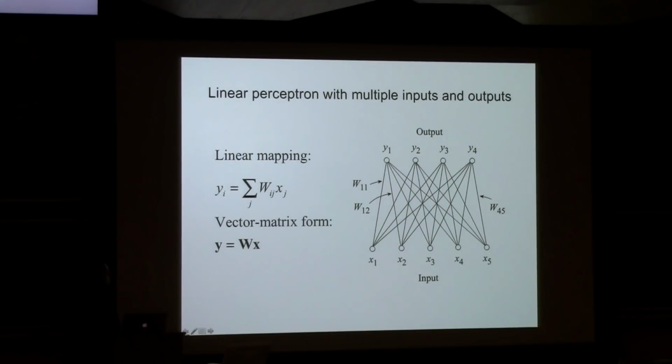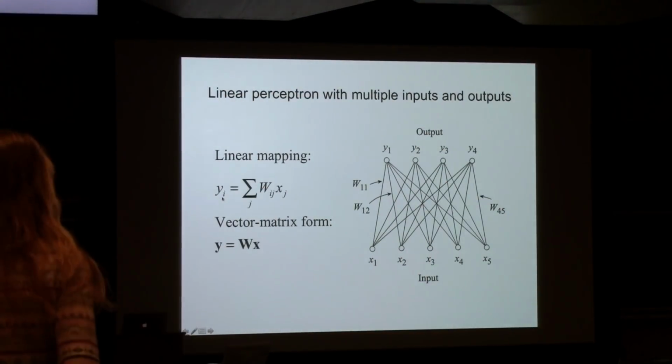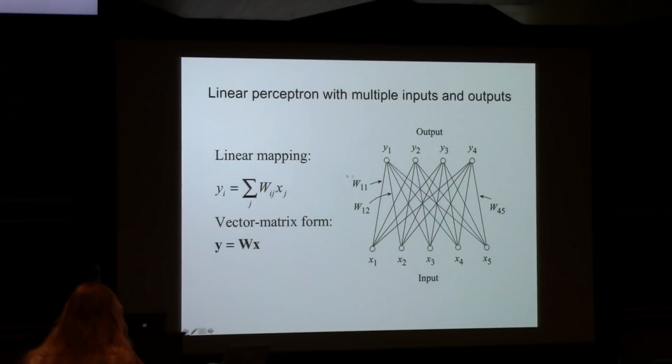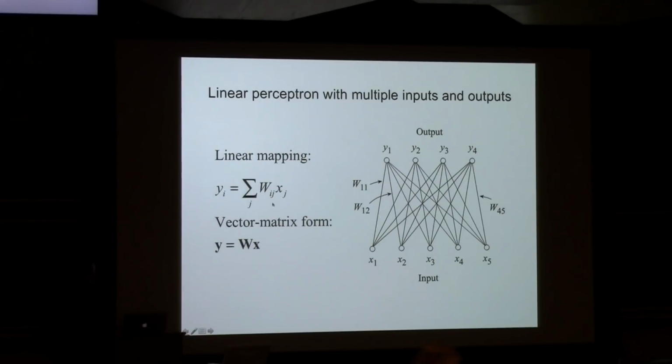All these outputs are independent of each other, because of the way this is constructed. This is called a feed-forward network. The information goes from here to there. Because you have a bunch of inputs and a bunch of outputs, you can write this in matrix-vector form. Your y_i and your y get input from a bunch of these x, and you sum over them with these weights. So this is the vector form, like this.